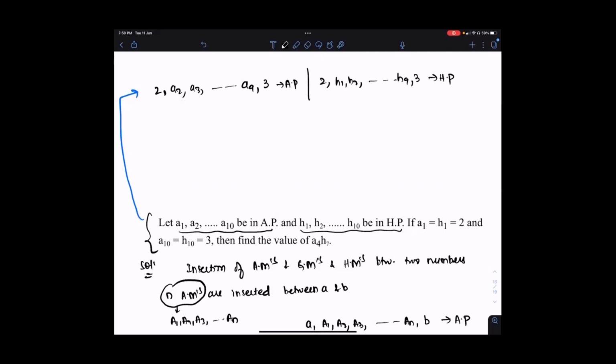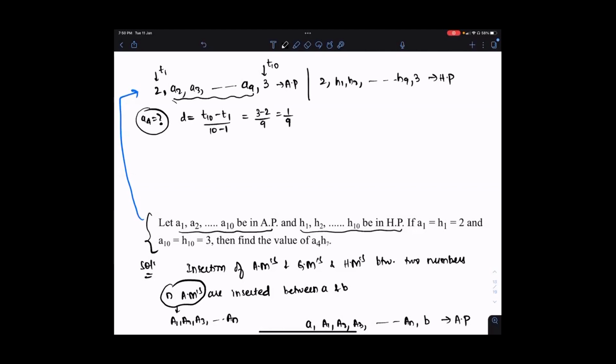Now, A4 I need to find. How to find A4? See, think like this. This is the first term. This is the 10th term, because in between 8 are there. So what will be the common difference of this AP? If you know two terms, you will know the common difference, because (Tm minus Tn) by (10 minus 1), you will get (3 minus 2) by 9, which is 1 by 9. Okay.